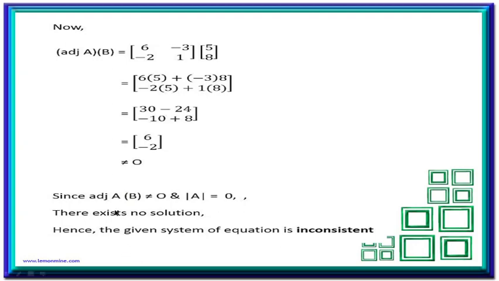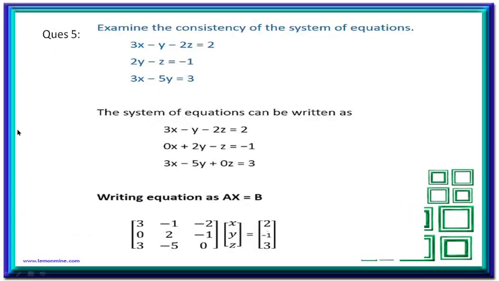So since adjoint A into B is not equal to 0 and determinant A is equal to 0, there exists no solution and hence the given system of equation is inconsistent. Now let's take one more question where 3 equations and 3 variables are given. We have to check the consistency.